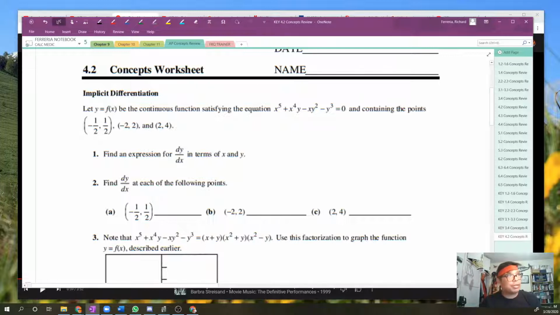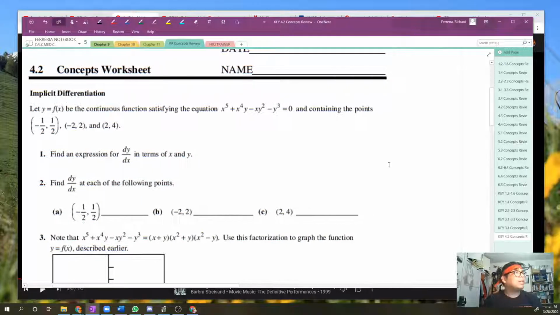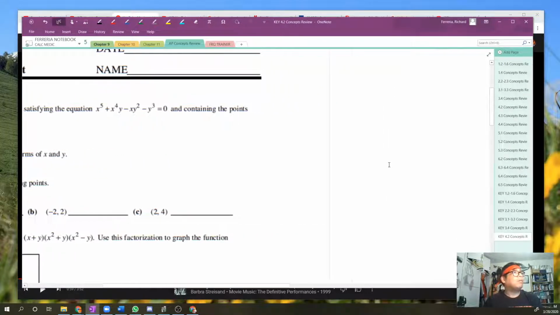Okay, so here's our challenge. Let's copy this down over here. x to the fifth plus x to the fourth y minus x y squared minus y cubed equals 0. So clearly we're doing some implicit differentiation here.